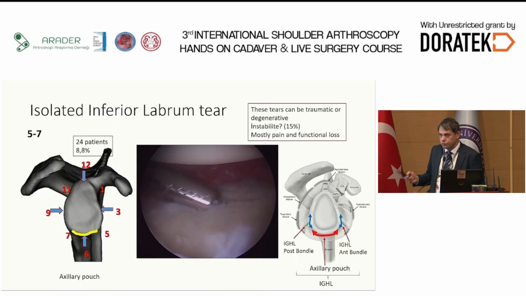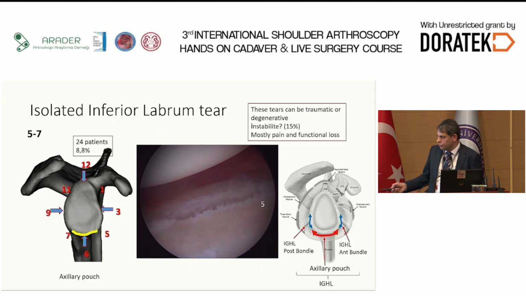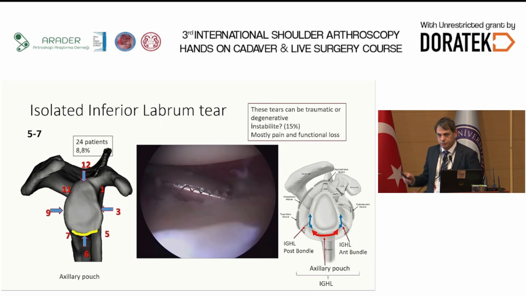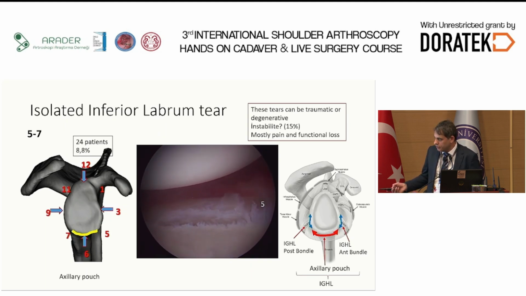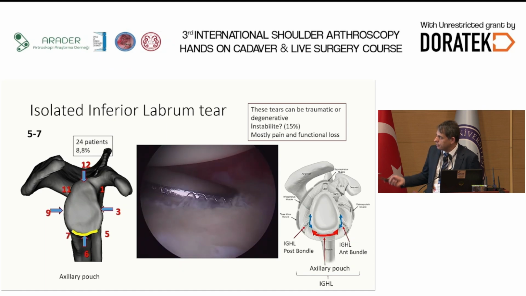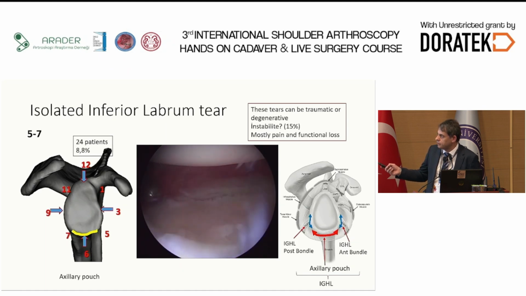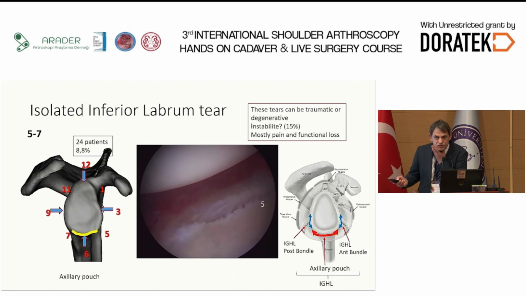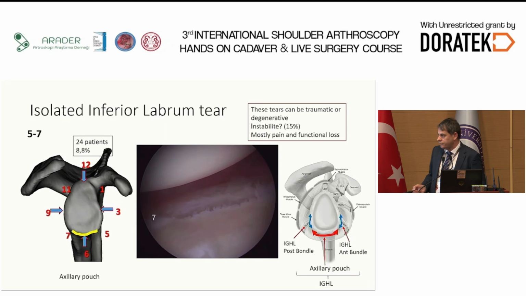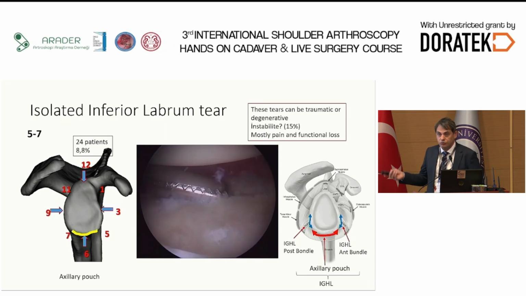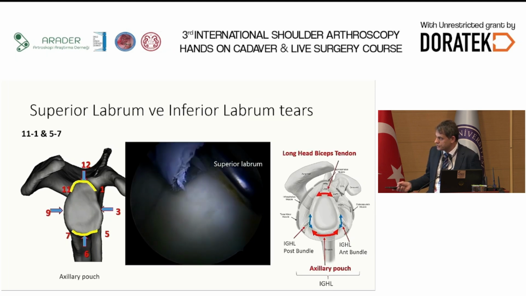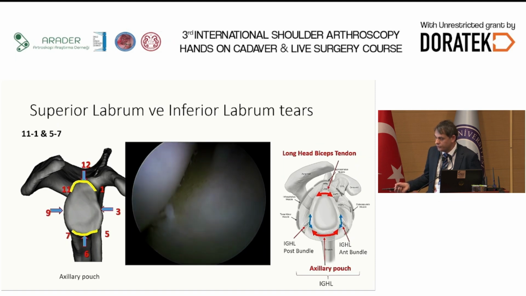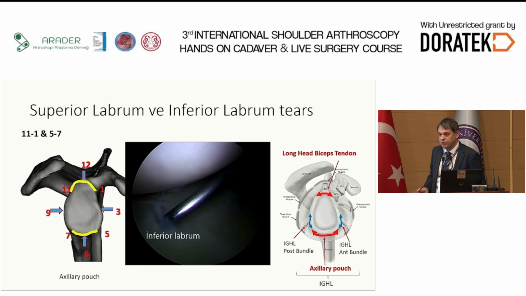And also, if you look closer at your patients, you will see that there are isolated inferior labrum tears. This may be because of instability, but most of them are because of degeneration. So if you see an inferior labrum lesion, it may be caused by inferior instability in 50% of the cases, but most of them are degenerative lesions. This is maybe the beginning of degenerative arthritis of the glenohumeral joint. But in some cases, we see both isolated superior and inferior labral lesions.